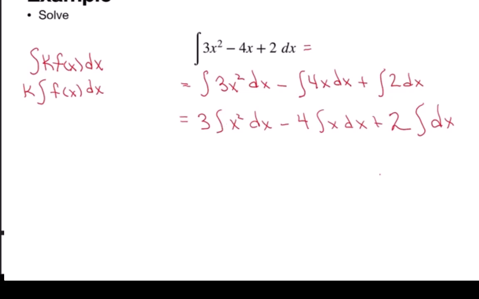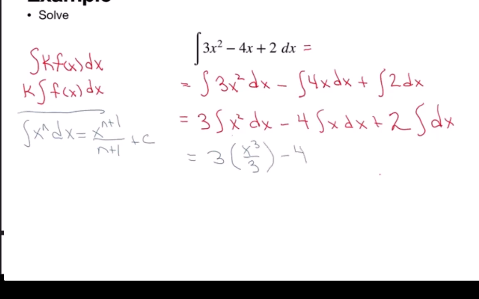Now, I'm going to use the power rule. The power rule said that the integral of x to the n dx is equal to x to the n plus 1 over n plus 1 plus a constant. I can say this is equal to 3 times, I have x squared, so n is 2. This will be x to the third power over 3. And we'll add the constant at the end.